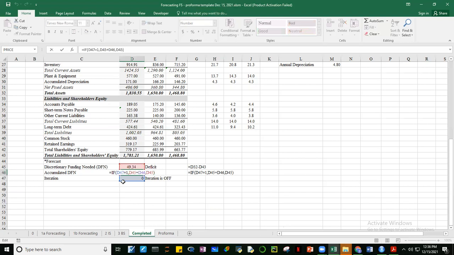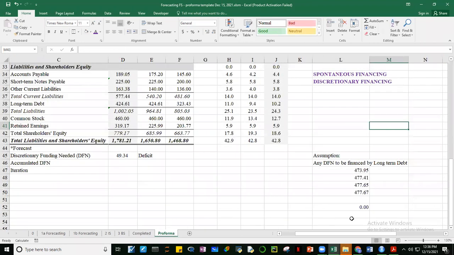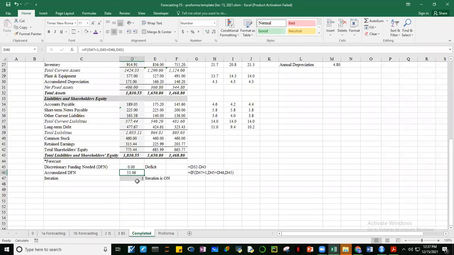If D47 ito, kung naka-on to guys, ang sinasabi ko dito, i-add niya yung DFN at saka yung accumulated. Otherwise, yung DFN lang. Kasi pag in-on to guys, tingnan nyo, 1. Yan. Ito ang sinasabi nyo, ang total DFN natin is 53.06. Yan ang total. Yung kanina natin, ilan? It was about 53 something, pero ito yung talagang value niya, 53.06.